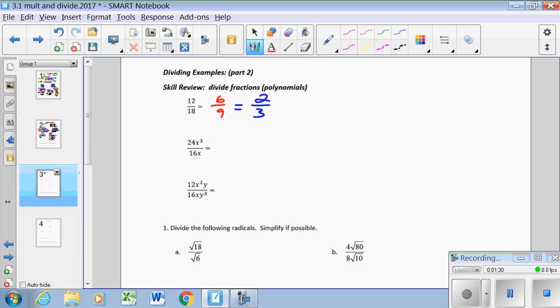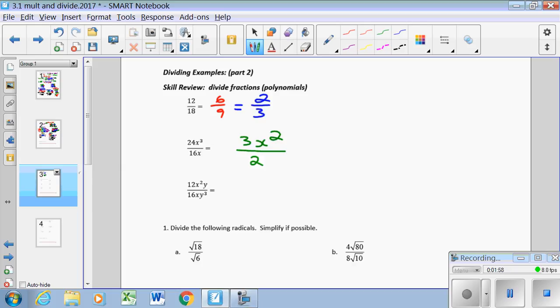And when you're looking at letters, we're going to use the laws of exponents here. So dividing algebraically, we have x cubed divided by x, subtracting the exponents. But first of all, 24 and 16. 24 and 16 both divide by 8. 24 divided by 8 is 3. 16 divided by 8 is 2. I have x cubed in the top and x in the bottom. X cubed divided by x leaves x squared.